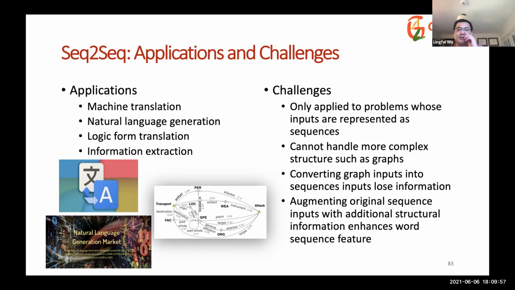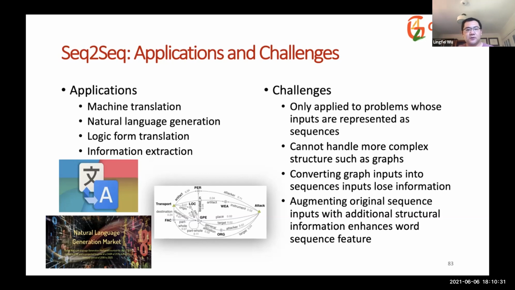But obviously the challenge is that if the input is not originally represented as a sequence, then we have a problem. That means the sequence model cannot deal with complex structures, for example graphs, because you have to convert the graph into a sequence input. And because the graph is a multi-dimensional phenomenon, you really don't know which node you should start from to convert the graph into a sequence. In that case, if you convert graph input to a sequence input, you definitely will lose information.